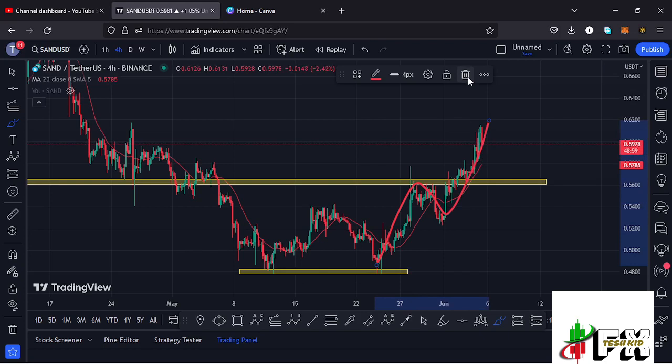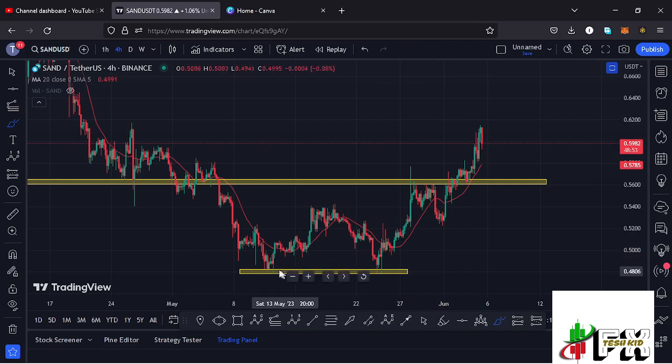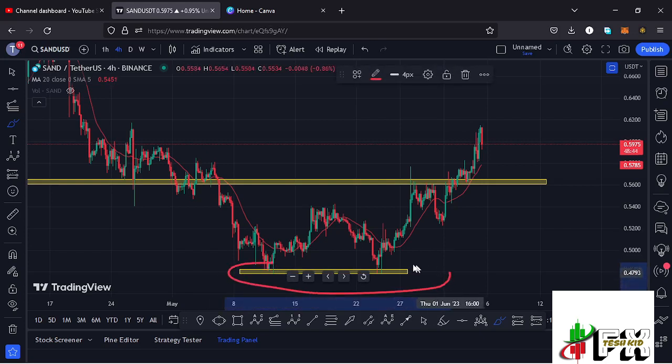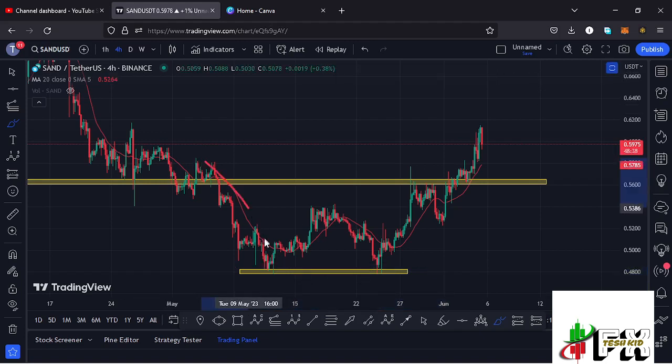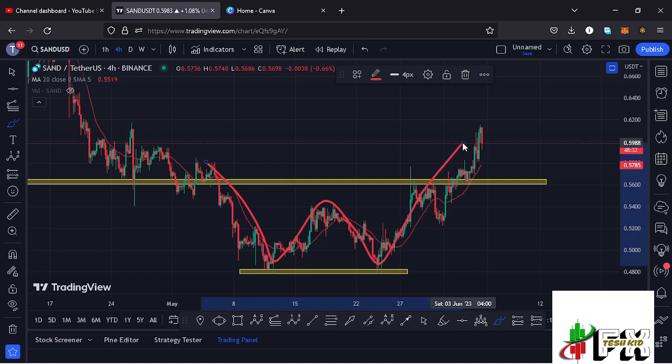And this pump has been a breakout out of a chart pattern that we had been trading within, which is a double bottom, where you can see that we have a common bottom at around the $0.4828 mark, the area highlighted on the chart using this yellow support area, where I can have this as the first bottom, then the neckline, then the second bottom, and then we saw a massive breakout to the upper side.